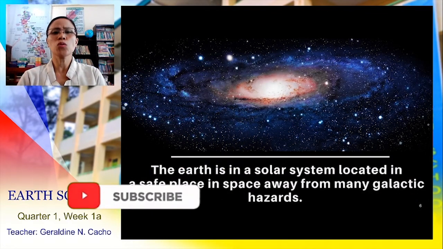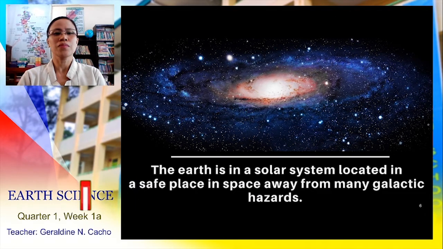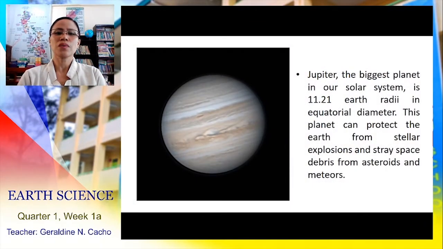Our place in the solar system is very comfortable, and our location in the Milky Way is considered a safe place away from many galactic hazards. Jupiter, the biggest planet in our solar system, is able to protect us from stellar explosions and stray space debris from asteroids and meteors.